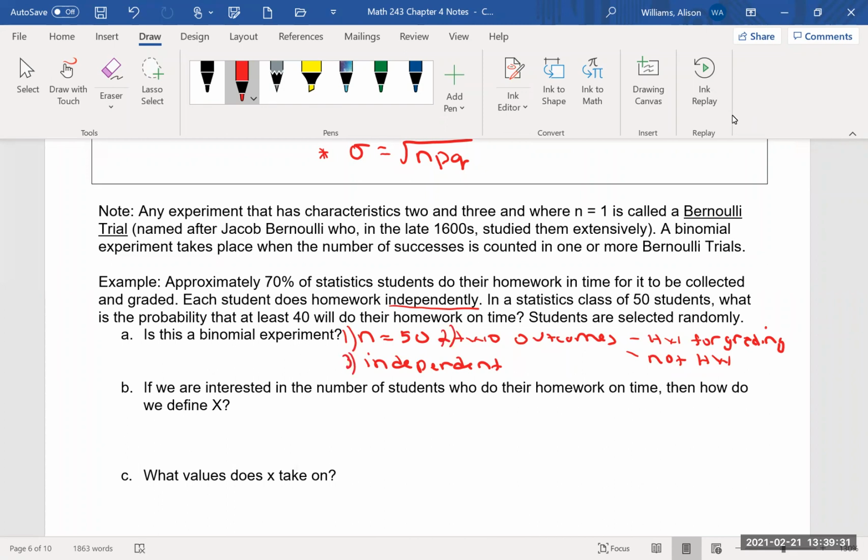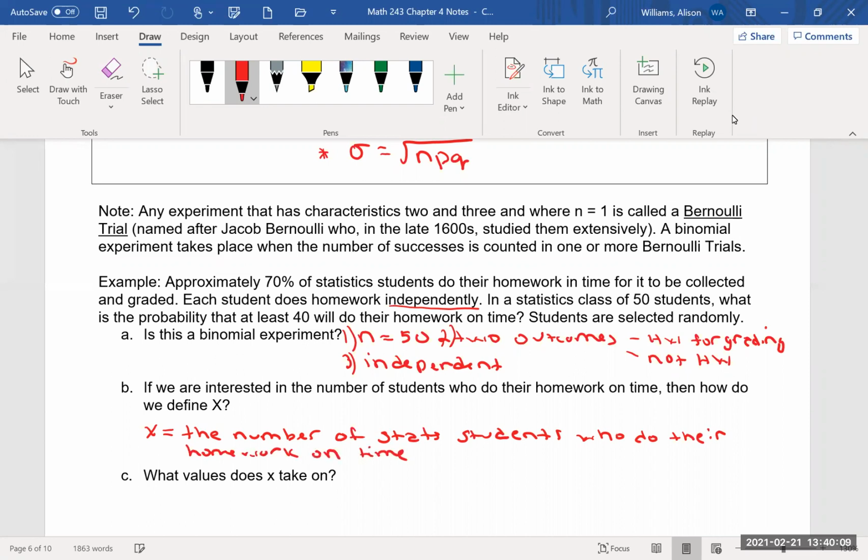Okay, so if we are interested in the number of students who do their homework on time, how would we define X? So they want us to literally define what X is in this problem. So X would be, and I'll say it a lot better than I did in the last statement up there. So X is the number of stats students who do their homework on time. And we're defining on time as meaning in time to be graded. So they're going to get it counted for their benefit to their grade.